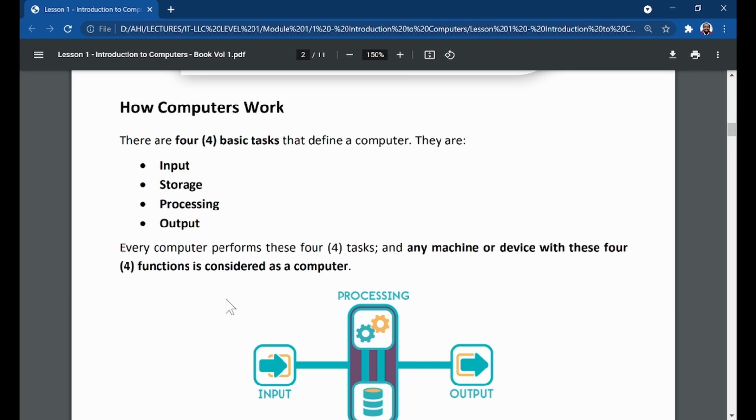All right, so let's continue with our lesson, how computers work. There are 4 basic tasks that define a computer. They are input, storage, processing, and output. Every computer performs these 4 tasks, and any machine or device with these 4 functions is considered a computer.